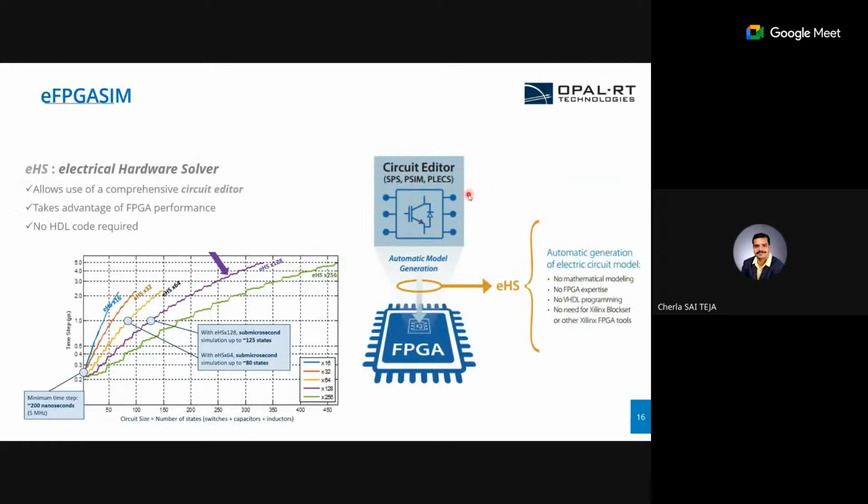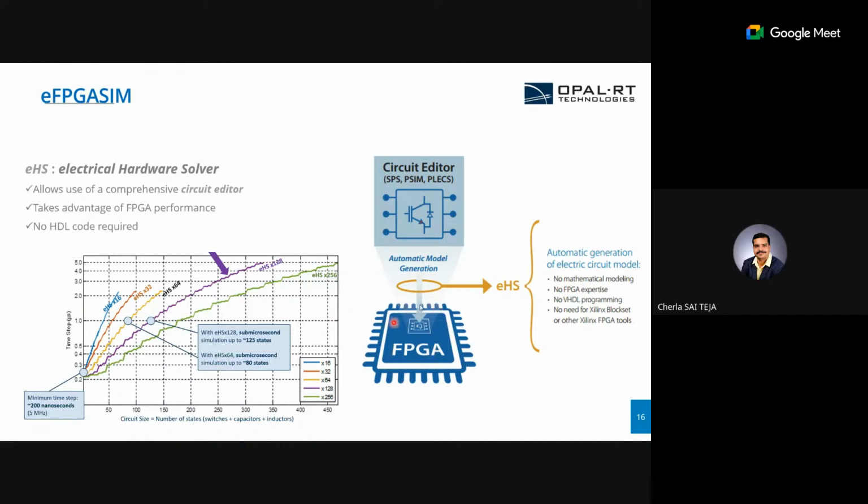So that's where we have this electric hardware solver, EHS. It's abbreviated for electric hardware solver. What it does is it will take the circuit model, so it might be an SPS based model or PSIM based converter or flex based model. It will directly take that converter, and the best part is it will automatically generate the code which is required to run the model on an FPGA.